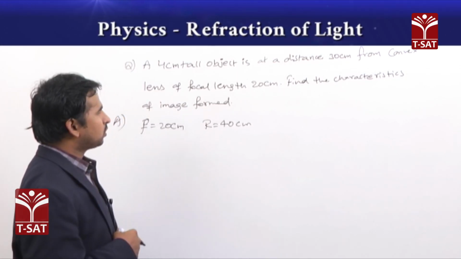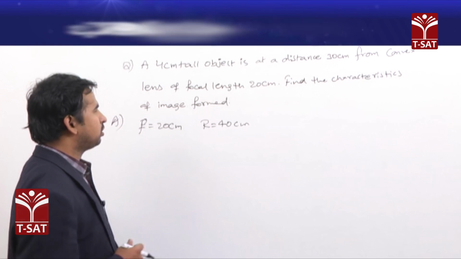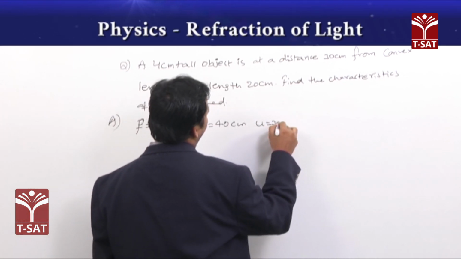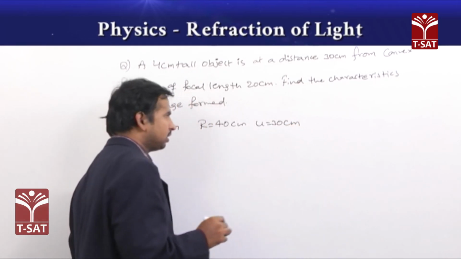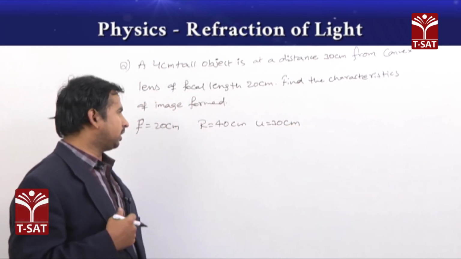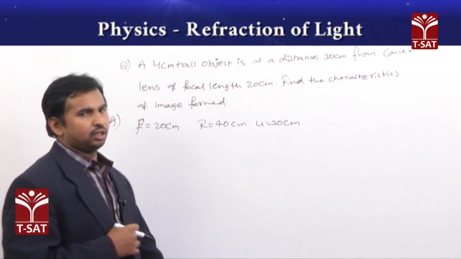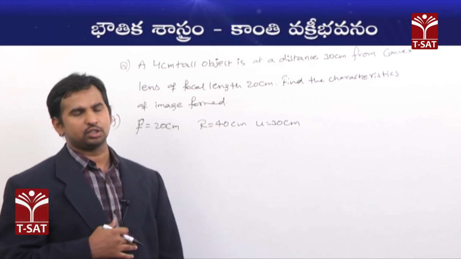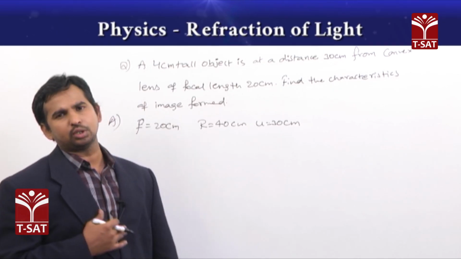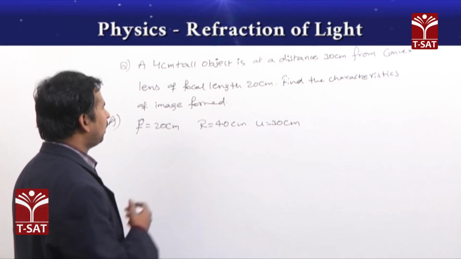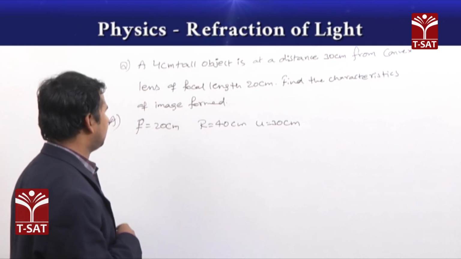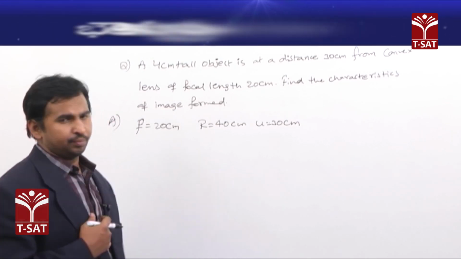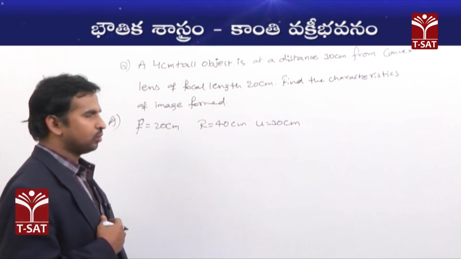Then in the case of the object position, it is at 30 centimeters, so the u value is 30 centimeters. As the object distance is 30 centimeters, it is in between the focus and the center of curvature. That is the position of the object here. Then we have to find the characteristics of the image formed here.